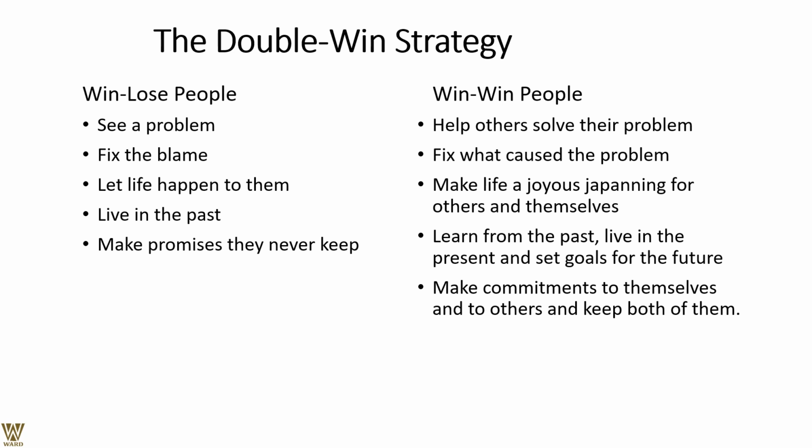There are win-lose people and win-win people. I prefer the win-win people, but it's a double win strategy for you. Win-lose people see the problem and fix the blame. Somebody is to be blamed because there is a problem, and they let life happen to them. If you put blame on somebody, there has to be repercussion, and if the person is in trouble because of that issue, let life happen to them. They live in the past, but probably you cannot live in the past.